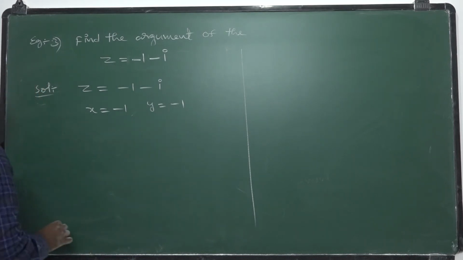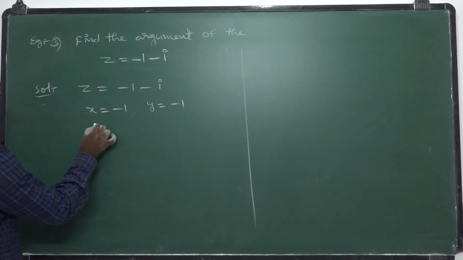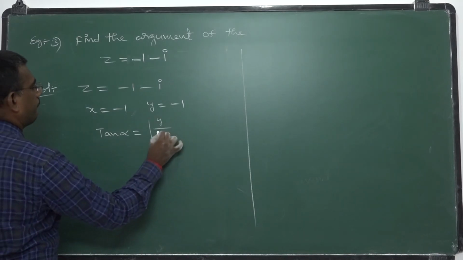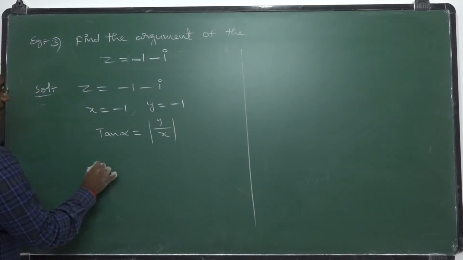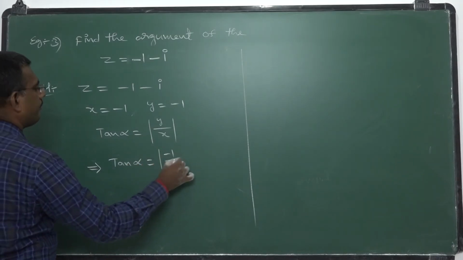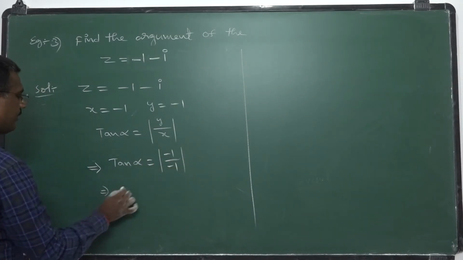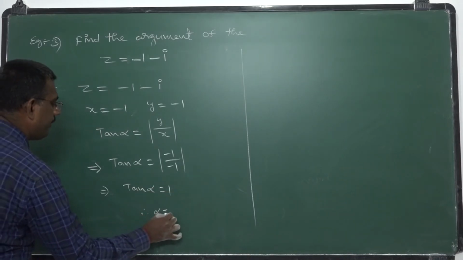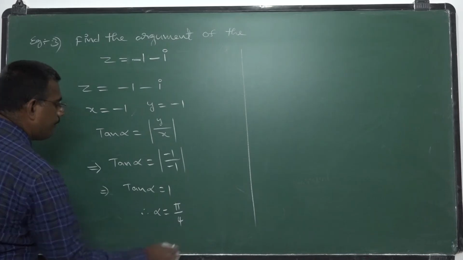Now first find alpha from the equation tan alpha equal to modulus of y by x. So tan alpha is equal to modulus of minus 1 by minus 1. That implies tan alpha equal to 1. Therefore alpha equal to 45 degrees, pi by 4 radians.